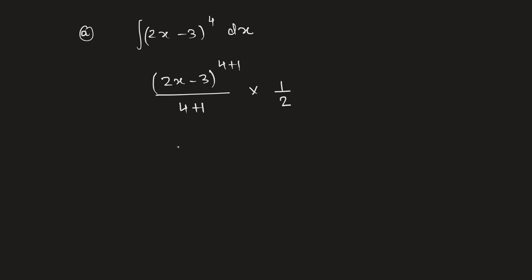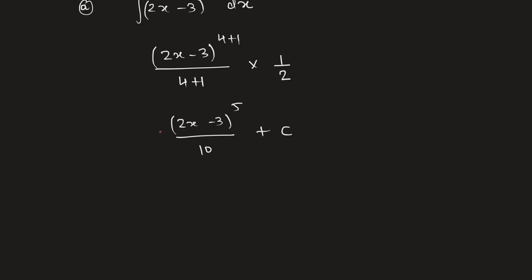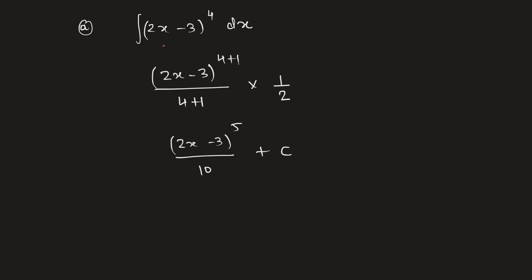So what is the final result? That is (2x minus 3) to the power 5, with 4 plus 1 being 5, 5 into 2 is 10, plus c. So this is the integration of this. Okay, let's check this part. If I differentiate this, I should get the original value. Let's differentiate this function, that is (2x minus 3) to the power 5 upon 10, plus c.